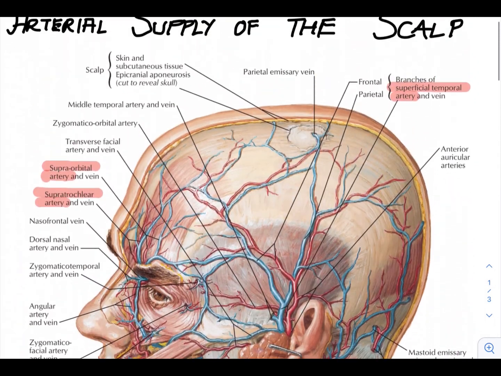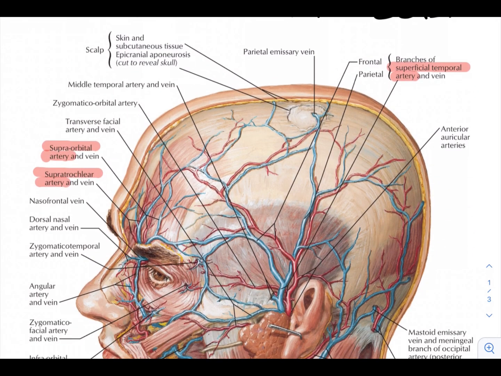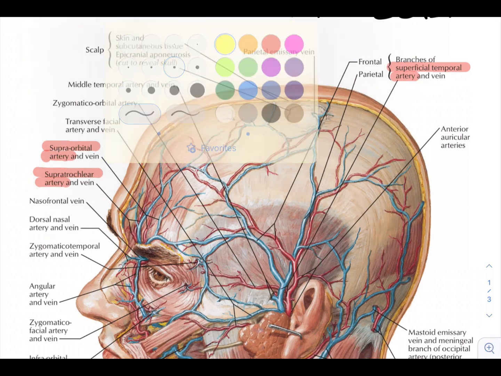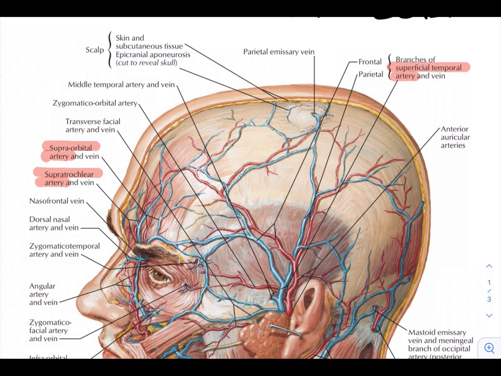First of all, we will discuss the supratrochlear and the supraorbital arteries. They are basically branches of the ophthalmic artery, and they ascend over the forehead in company with the supratrochlear and supraorbital nerves. So let's trace them. This is the supratrochlear artery. And this is the supraorbital artery.